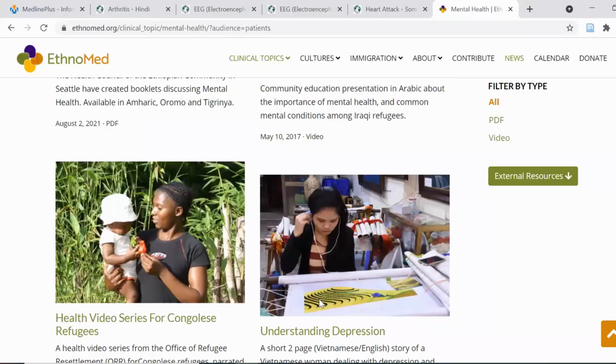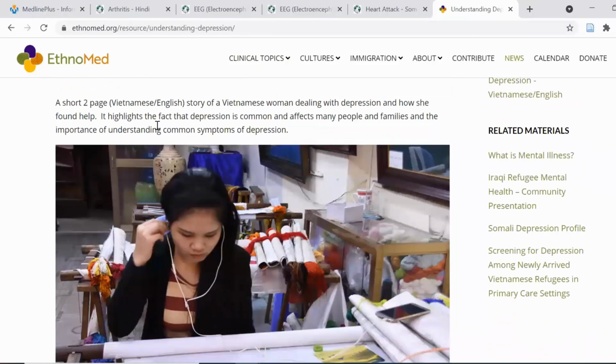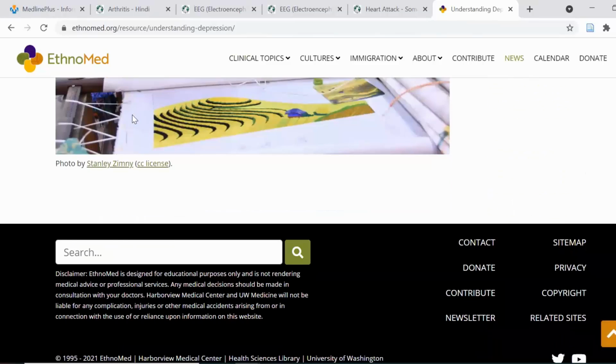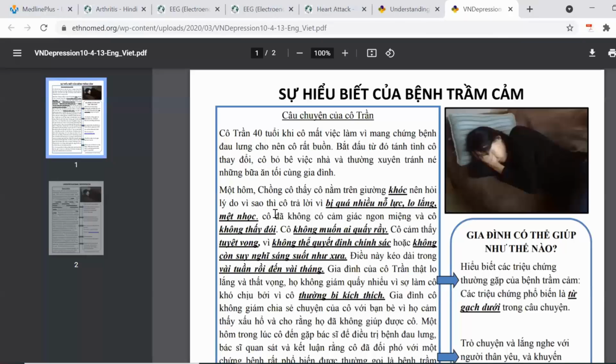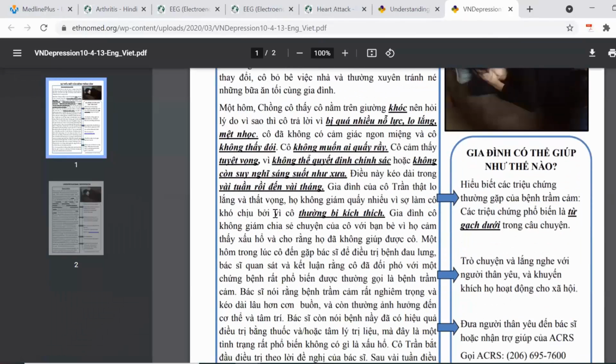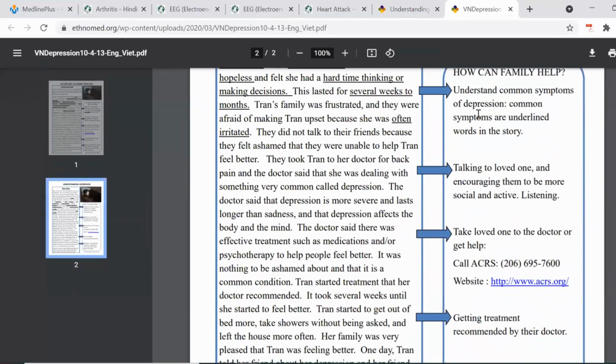So yeah, and it provides these really real stories. Even this one in particular has a 2-page story of a Vietnamese woman dealing with depression. And it's translated in both Vietnamese and English, so you can easily talk with your patient about something, being able to relate to them and talk about it. And talk about this particular case and how family can help, as we've discussed a little bit.